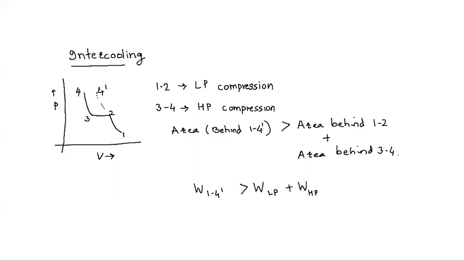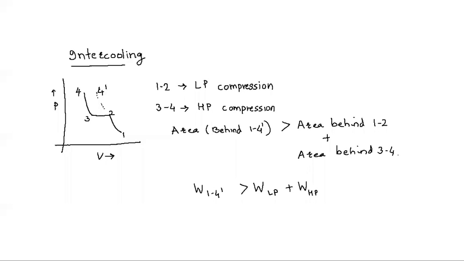So if you look at this diagram, what I had written is the area behind 1 to 4 dash. Because it is an open system, the compressor is an open system, the area behind the curve on a pressure volume diagram would represent the work input to the compressor. Similarly, area behind 1 to 2 would represent the work input to the low pressure compressor, and area behind 3 to 4 would be the work input to the high stage compressor.